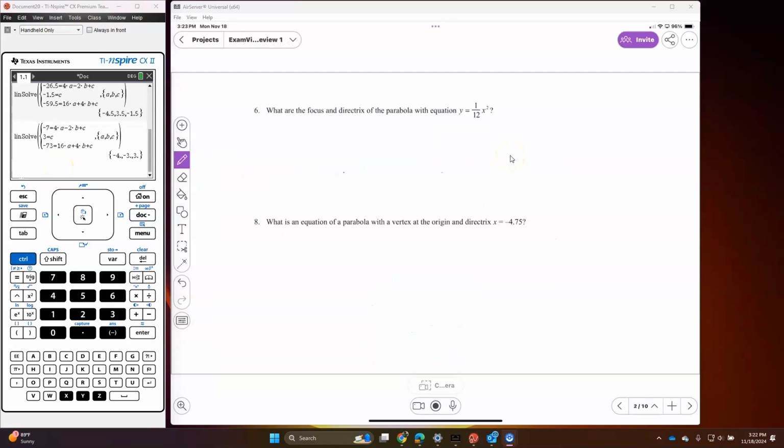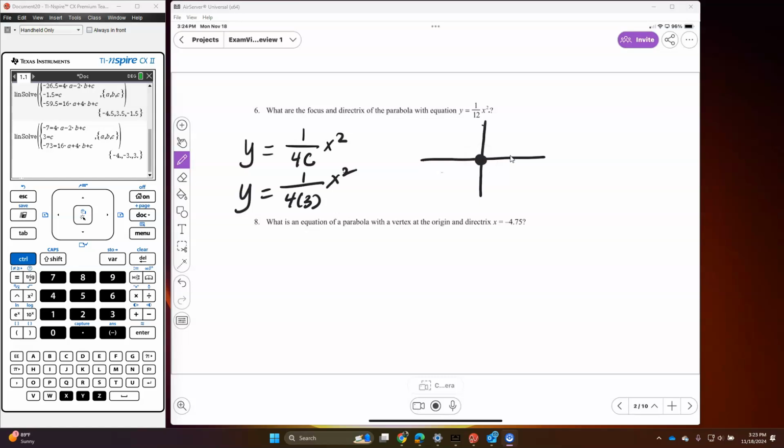Number 6, what is the focus and the directrix of a parabola with an equation of y equals 1 over 12 x squared? Do you remember the formula? We have y equals 1 over 4c x squared. Now we do have 12, so y equals 1 over 4 times 3 times x squared. So that is the focus. The vertex is at the origin.